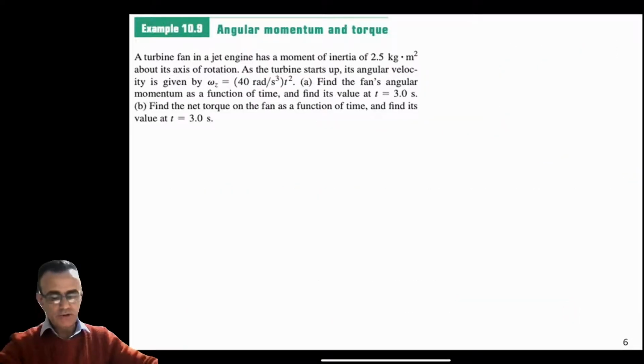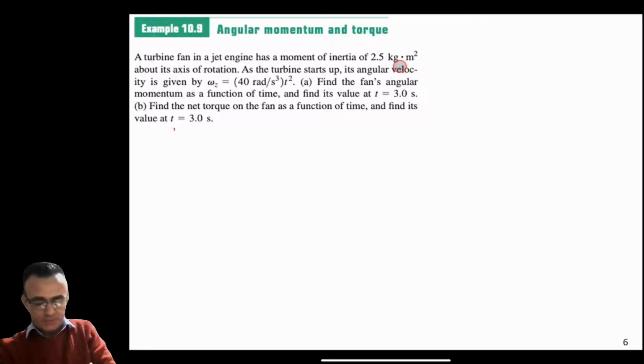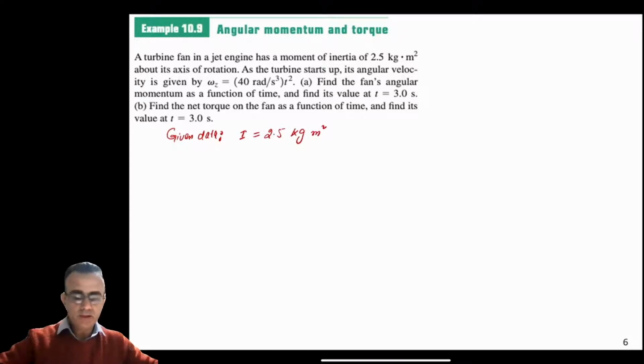Now this is a numerical example on angular momentum and torques. Obviously this example is taken from your tutorial. A turbine fan in a jet engine has a moment of inertia. So the given data here is that I is 2.5 kilogram meter square.